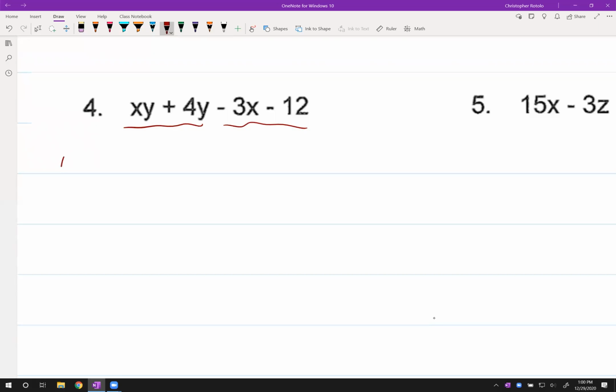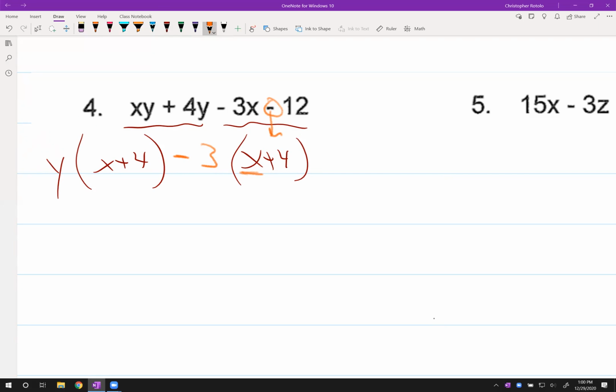XY and 4Y, they both have a Y. X plus 4 is what needs to be left over. All right, remember I said I'm going to keep circling signs. Here's why: I need you to change this sign, which means your GCF has to be negative. 3 and 12 is 3, negative 3. So if that sign has to change, does that change this first one? It sure does. Negative 3x divided by negative 3 is x.